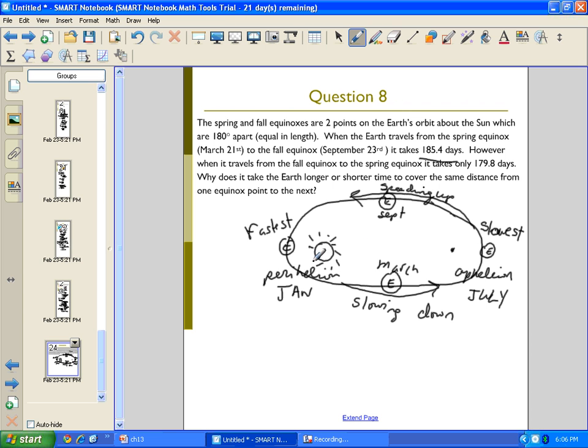So it has to do with the fact that the Earth is moving faster when it's traveling. Let's go ahead and go this way. When it's traveling from here to here, and when it's traveling from here to here, it is traveling slower because it reaches the slowest point here, whereas here it reaches the fastest point here.